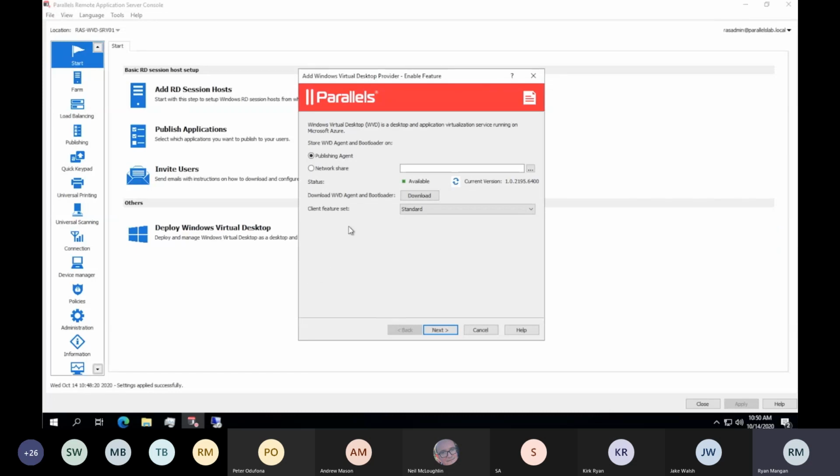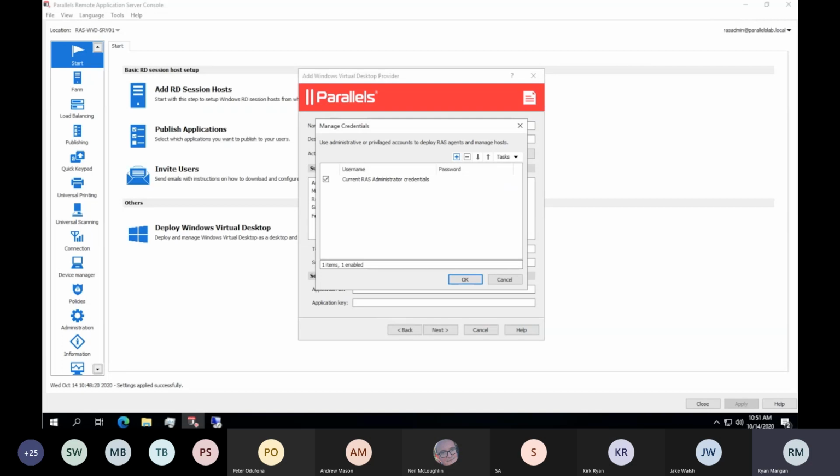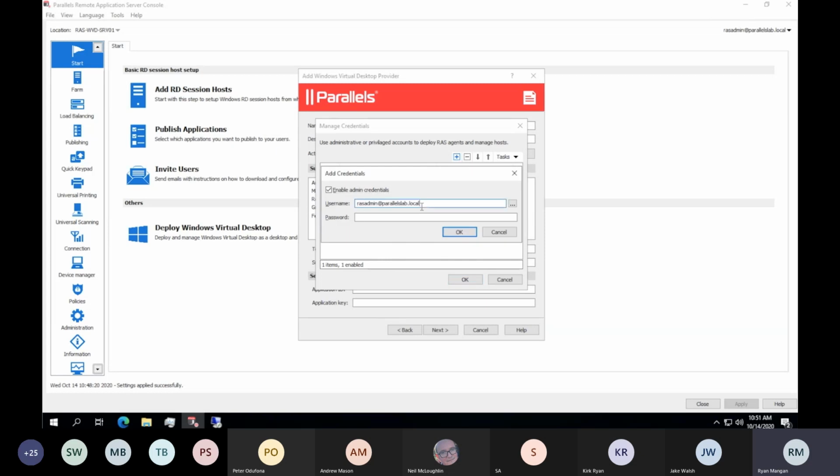Okay, so first thing you need to do is download the WVD agent and bootloader. You can click on the download button, and that'll do that for you. Then you can set the client features and things. In here, we're adding the desktop service provider, the Windows Virtual Desktop provider in this case. All you need is your tenant ID, your subscription, your application ID, and your application key. And obviously, it's very similar to any other. If you're using the WVD admin and things like that, you still need to do the same thing. It's just enabling you access into that tenant.